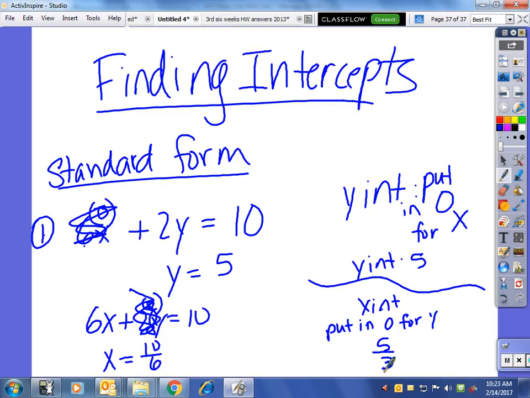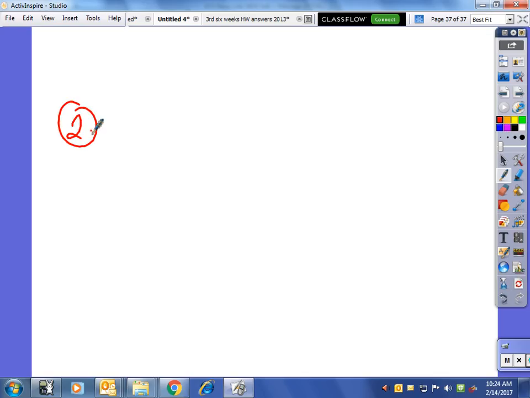All right, let's go back and really understand what these points would mean. If the y-intercept is 5, what point is that? (0, 5), because we put a 0 in for x. If the x-intercept is 5/3, that's (5/3, 0), because we put a 0 in for y. You don't have to put points on your homework. You just have to list and label. Make sure you label it for me.